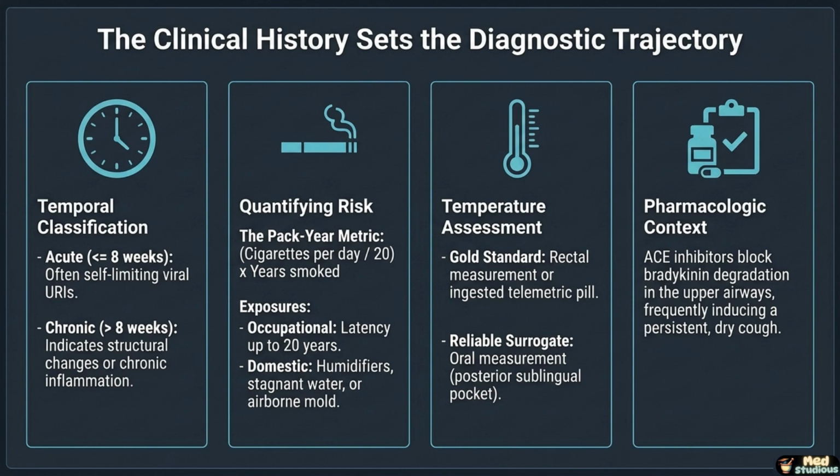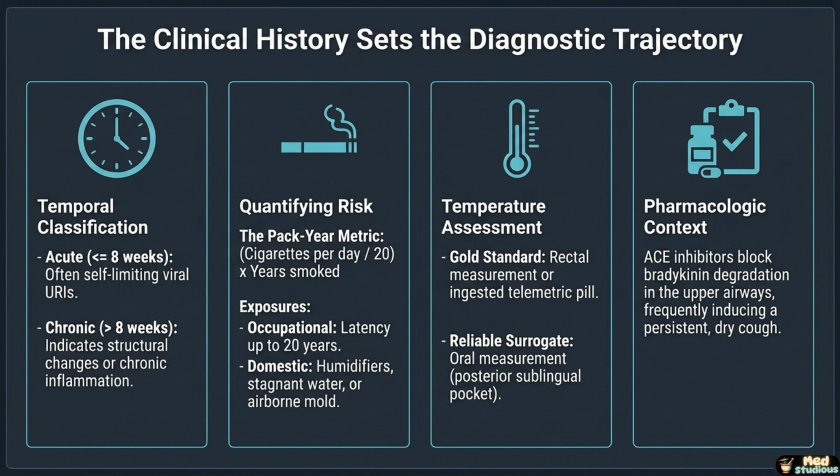Before any test is ordered, the clinical history alone narrows the diagnosis dramatically. Timing matters first. A cough lasting 8 weeks or less is classified as acute, often just a self-limiting viral infection. But push past 8 weeks, and you're now looking at chronic disease, pointing towards structural lung changes or persistent inflammation. Next comes risk quantification, most famously through the pack-year metric, calculated by taking cigarettes smoked per day, dividing by 20, then multiplying by total years smoked. This single number is one of the strongest predictors of lung cancer and COPD risk in clinical medicine.